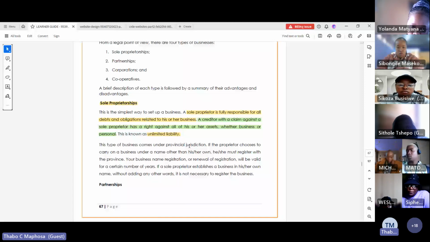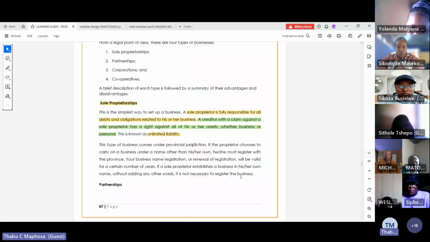And then if the proprietor chooses to carry on a business under a name other than his or her own, he or she must register with the province. Your business name, or renewal of registration, will be valid for a certain number of years. If a sole proprietor establishes a business in his or her name without adding other words, it is not necessary to register a business.